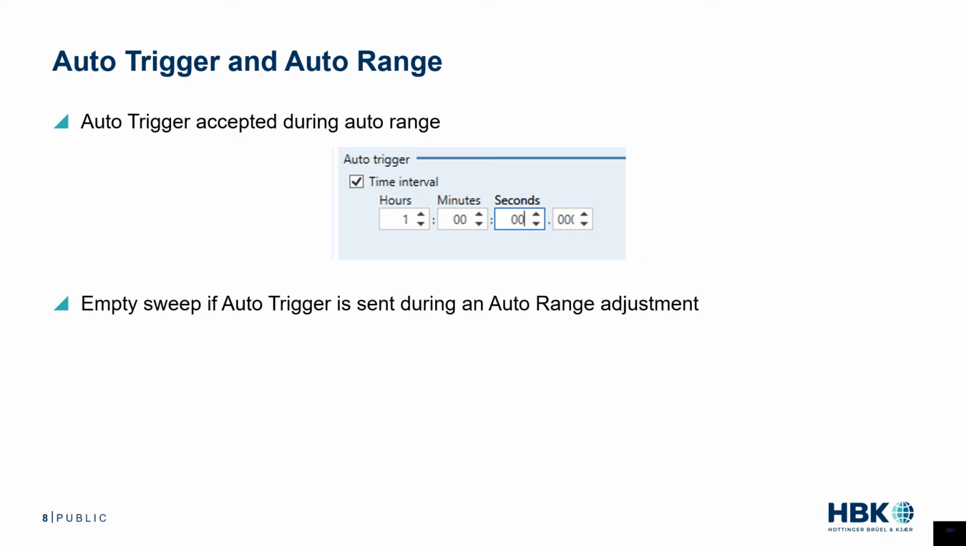The one trigger type that can process through the system while an auto range is in process is the auto trigger. The auto trigger option is in the Acquisition Setup dialog. It allows the user to set a time period for an auto trigger. If no other trigger type has been received within the stated time interval, a trigger is automatically generated. If an auto range is in process when an auto trigger is generated, that sweep will be empty due to no valid data being available.